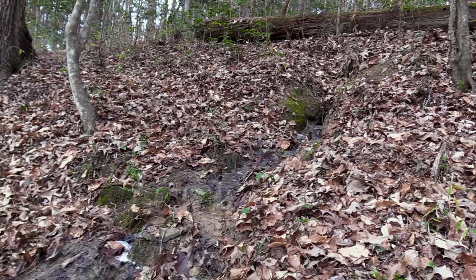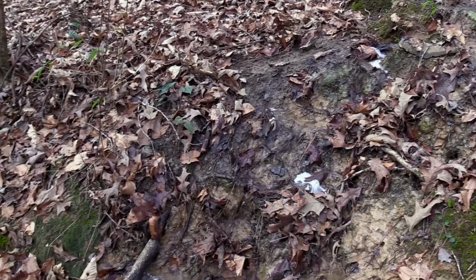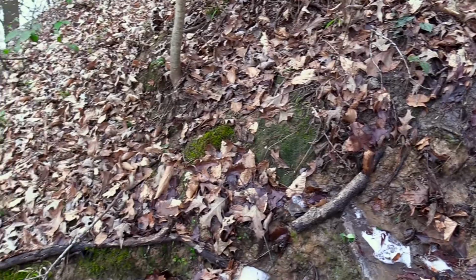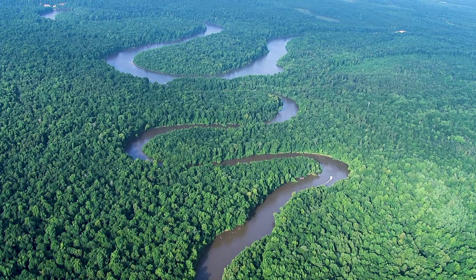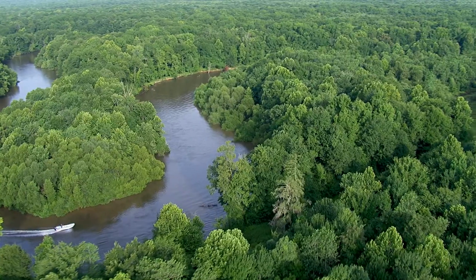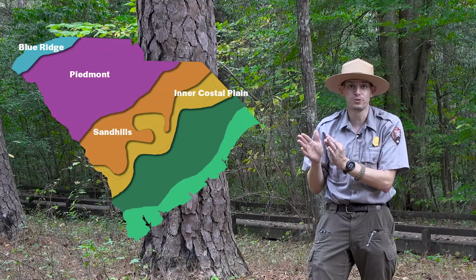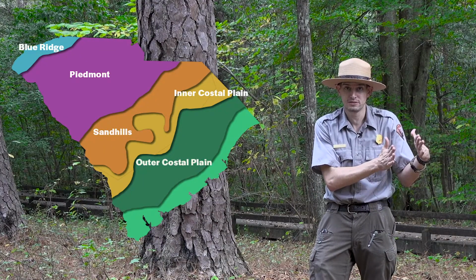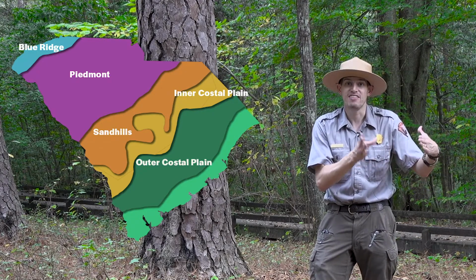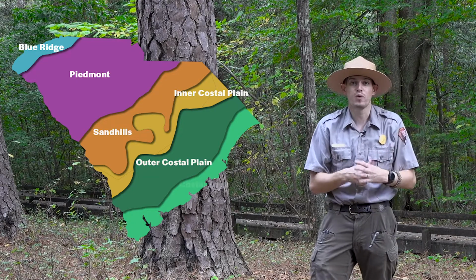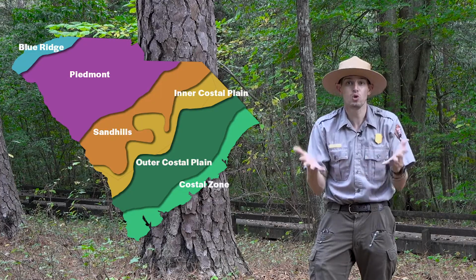So we are in this region where the land starts to really get flat, and rivers don't cut deep holes into the ground, what we call gorges, but they just flatten out and move in big, long, snaky lines. And then from the inner coastal plain, we go to the outer coastal plain, and that is where you see it get even flatter. And then eventually you get down to what we call the low country here in South Carolina, and that is the coastal zone.